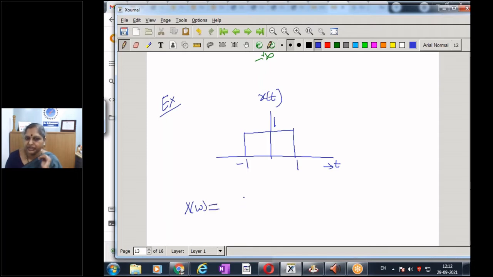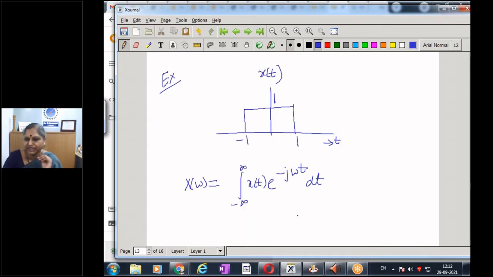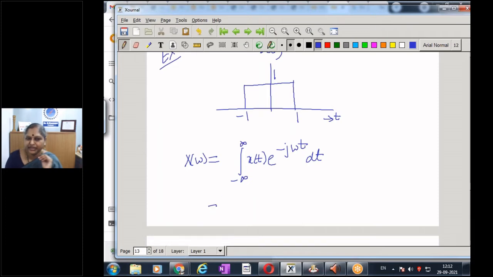What is X of omega? Integral minus infinity to infinity, X of t, e to the power of minus j omega t dt. If you recollect your Laplace transform, it was very similar: minus infinity to infinity, X of t e power minus st dt. That's all. So instead of s, we have j omega directly. And now in this case, my signal, what should be the limits of integration?